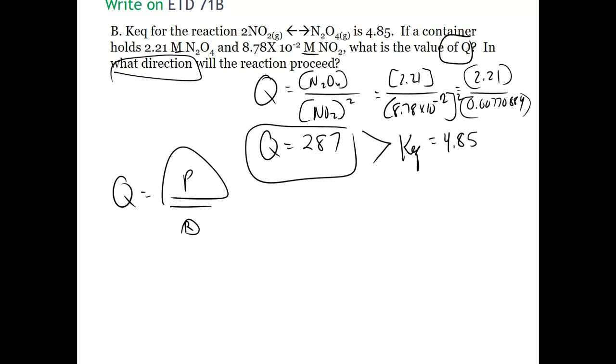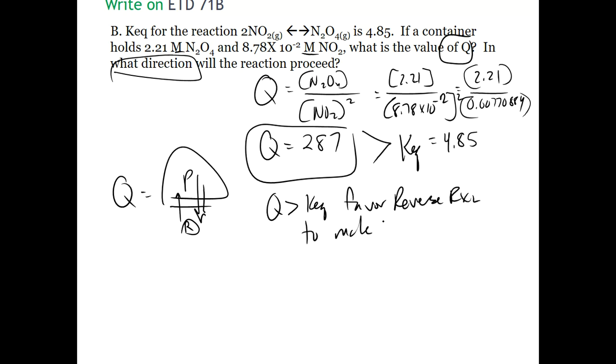So who's more likely to run into each other? The products, and that's going to favor shoving it in the reverse reaction to make those reactants. It's still going to destroy some reactants and make products, but it's going to make a lot more reactants to get itself back to equilibrium, right? So if we ever have a Q that is greater than our KEQ, it will always favor, and that's the language you want to use, the reverse reaction. And that makes sense because that's going to make more reactants, right?